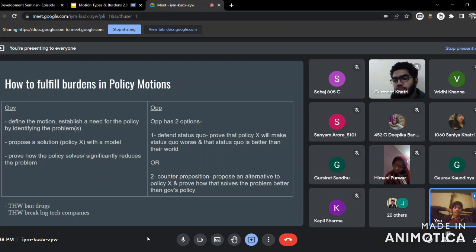Defining the motion means basically defining the key terms in the debate. अब ऐसा नहीं है कि आप हर शब्द explain करने लग जाओ, but in every motion, there is at least one word or a couple of words that you need to explain, or if you explain it would lead to a clearer and better debate. So if the motion is that this house would ban cosmetic surgery or this house would ban drugs, what you mean by a ban is something that you need to explain as part of defining the motion. Or this house would break big tech companies.